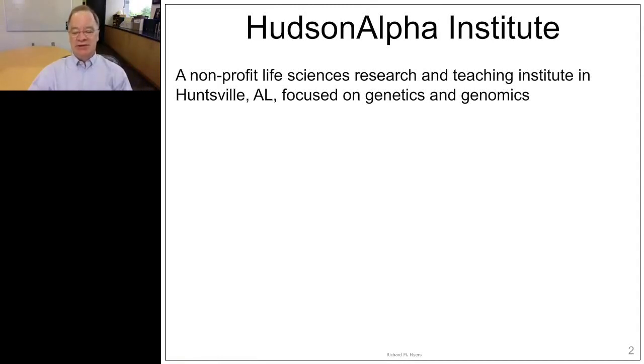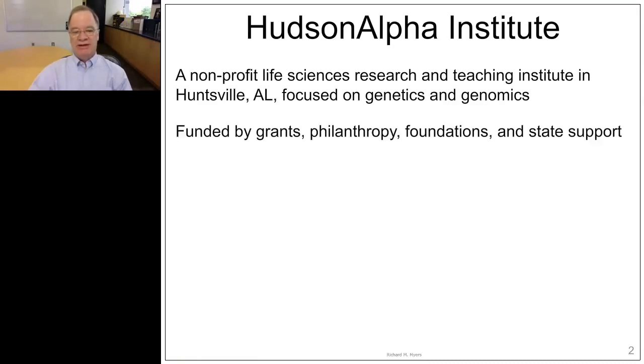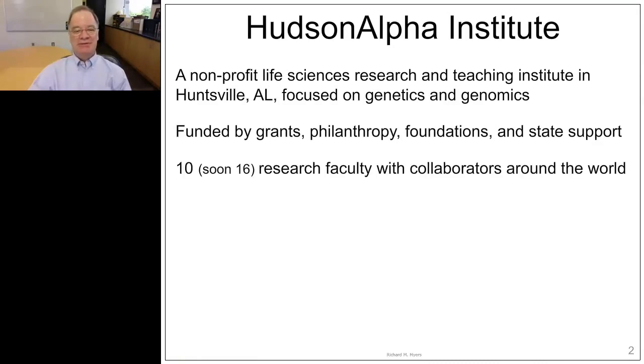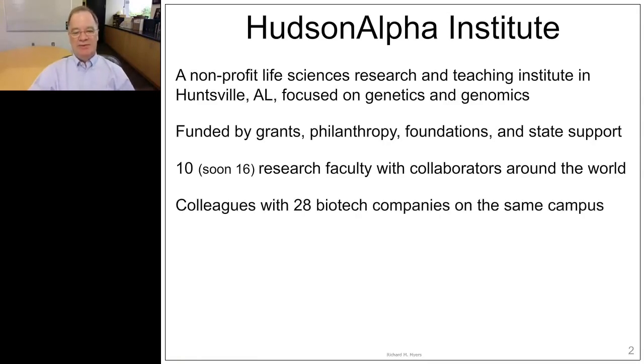It's, as Rachel said, a nonprofit research institute focused on genomics and genetics. We're funded by grants and philanthropy, sort of a soft money place, foundations and some support from the state. We have 10 faculty members in our midst now, but soon about 15 or maybe 16. And because we do genomics and large-scale problems, both in human biology as well as in plants and other organisms, it's a very collaborative field, so we work with people from all over the world.